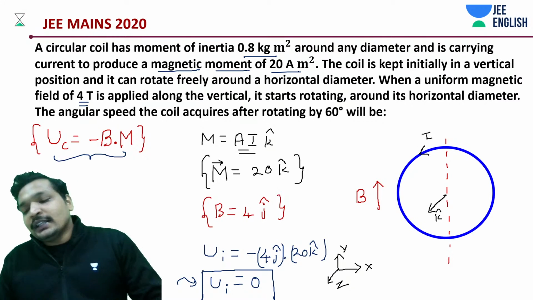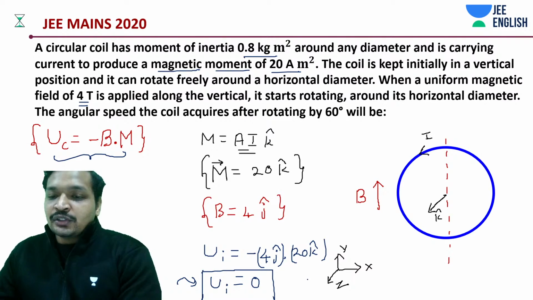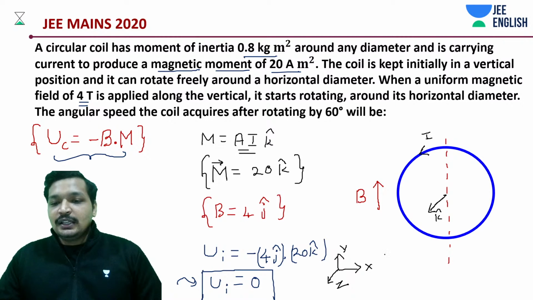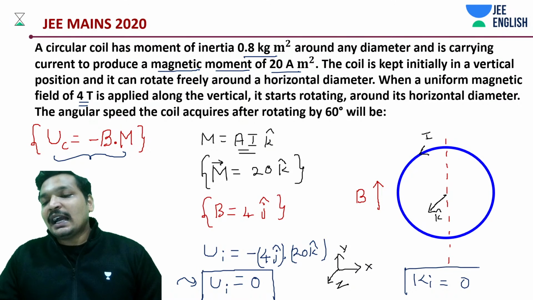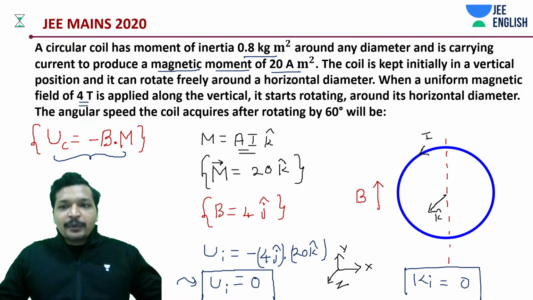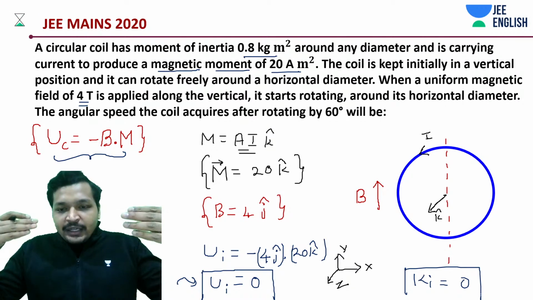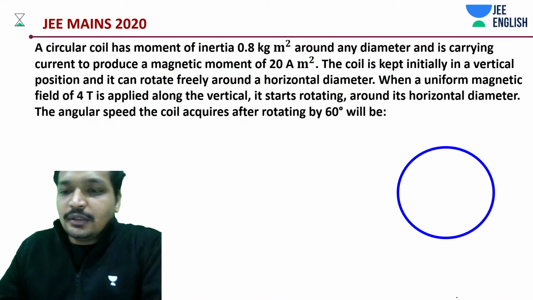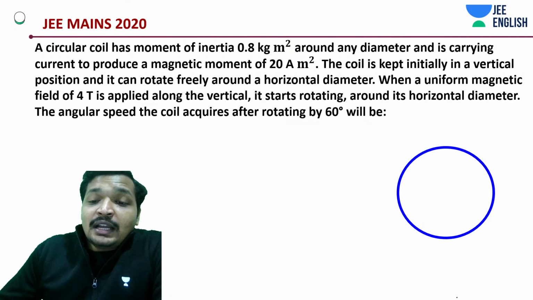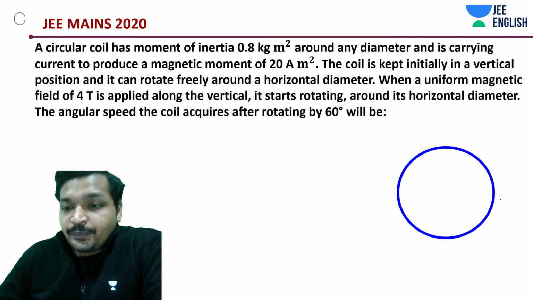Okay. So let's say, now you understood initially the kinetic energy is also zero. Once you kept this coil like this, the kinetic energy is also zero because it is not yet rotating. Then you disturbed it a bit, potential energy reduced and it started rotating.